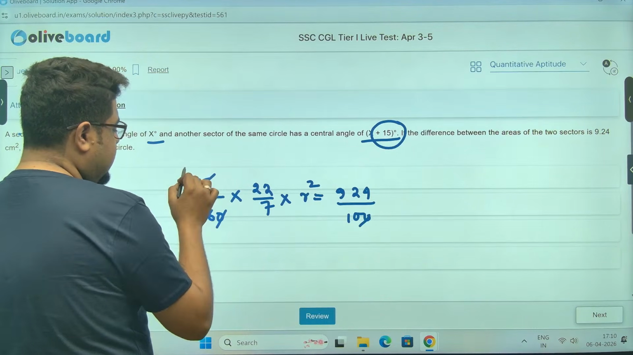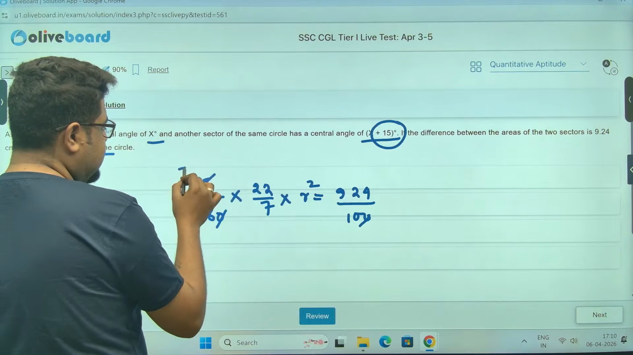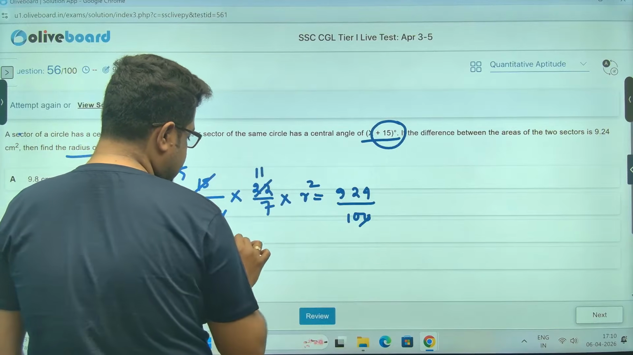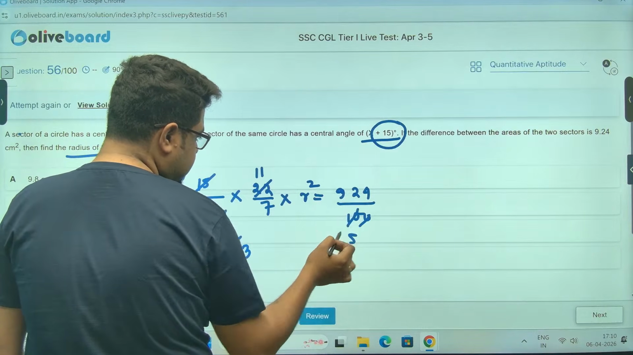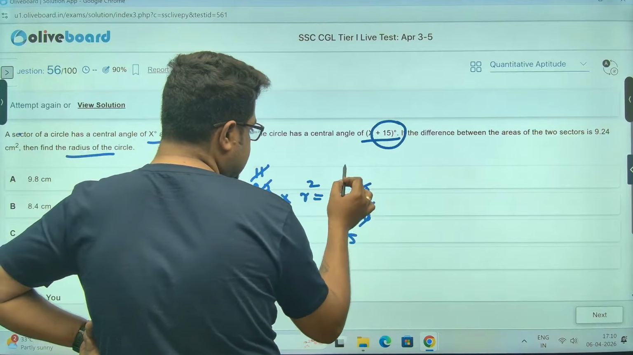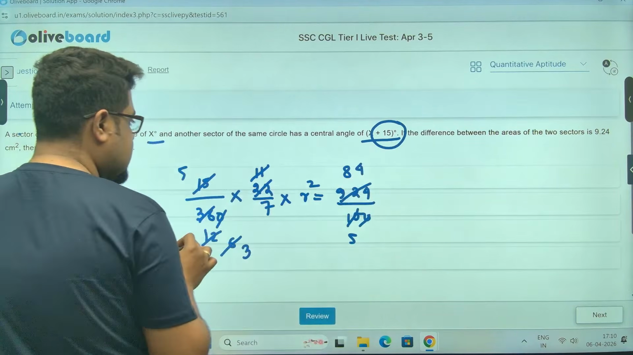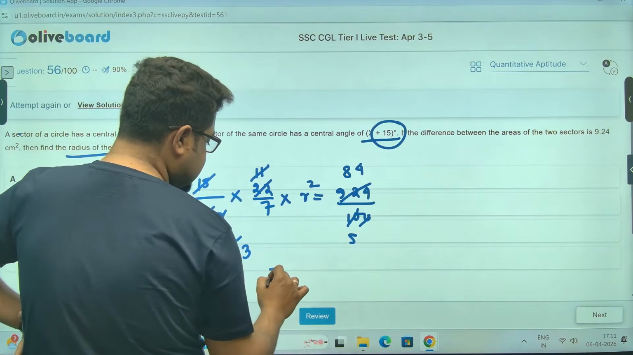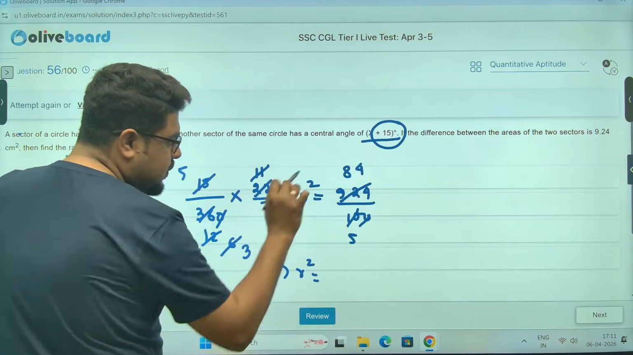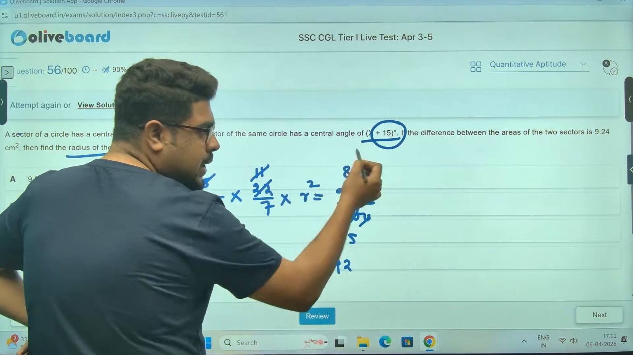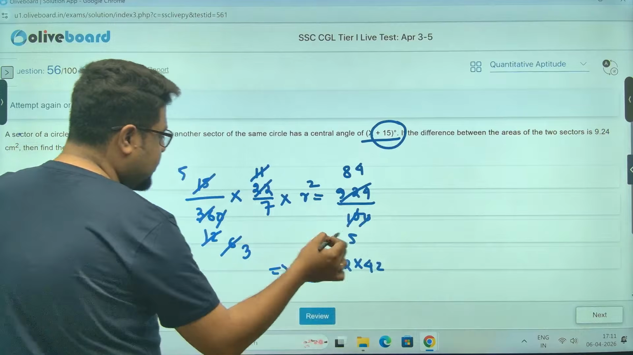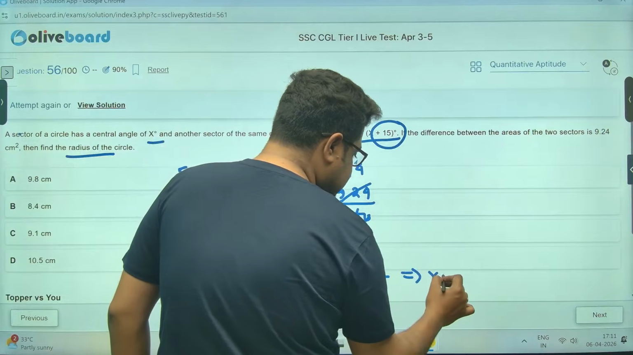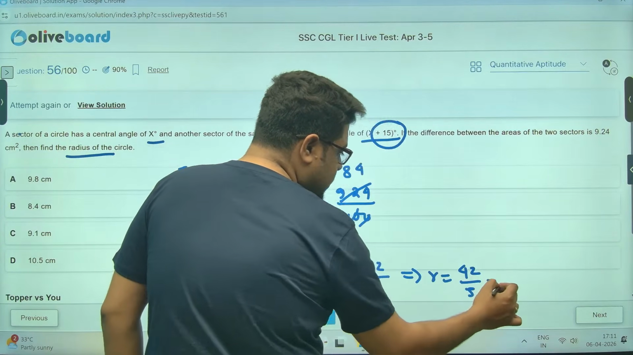Chalo. 15, 3. 3 5s are this, 3 12s are this. 2 6s, 2 11s. 2 3s, 2 5s. 11, 8s are this, 4s are this. Can I do anything else? I don't think so, and I don't need to do anything else. Yes, sir, r square becomes 21 into 84, which I can write as 42 into 42, and this is 5 into 5. So I can write r as 42 by 5, sir, which is 8.4.